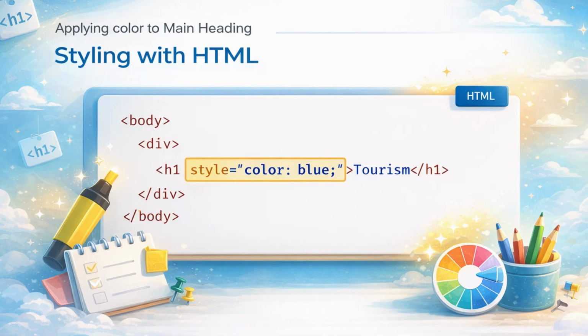Color is the property. Blue is the value. So simple, right? But remember, this method is great for small changes, not for big projects. Still, it's a great way to quickly style your content and see instant results.